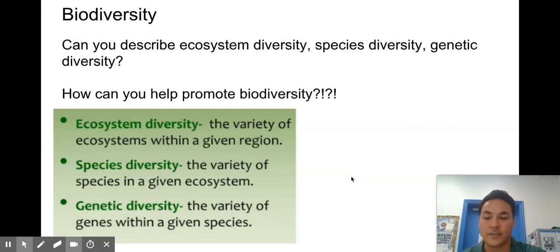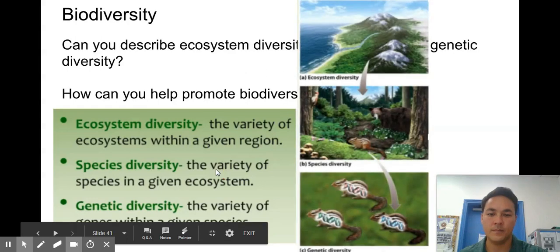And then genetic diversity. We talked a little bit about having different genes, right? So if a disease comes, you want to have people with different genes, so hopefully somebody's resistant to it, and then they can pass those genes on. And so here's just a picture of it.